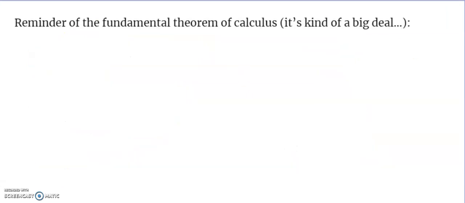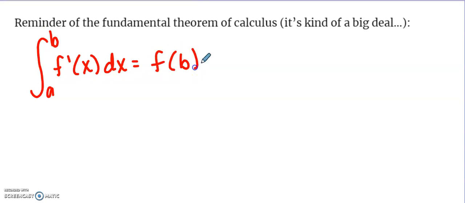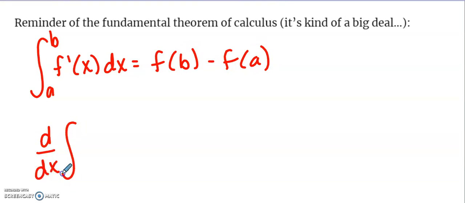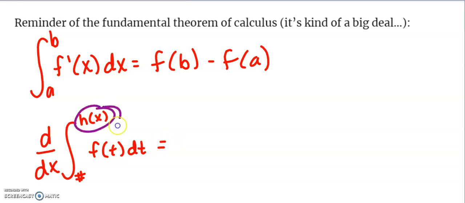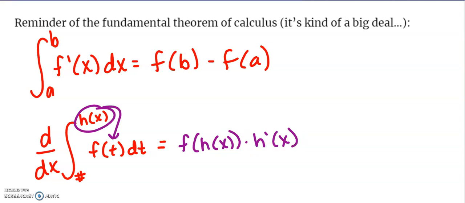All right, so the last thing, fundamental theorem of calculus. Remember, if you take the antiderivative of f prime dx, you end up with the original function. And if you take the derivative with respect to x of an integral from some number to another function, let's go h of x, and this will be f of t dt, then the cheapy little shortcut is you plug in f of h of x times h prime of x. Okay, so this one is antiderivative of a derivative. This one is the derivative of an antiderivative.